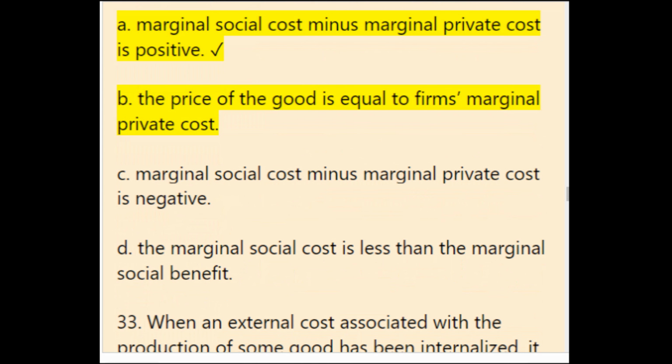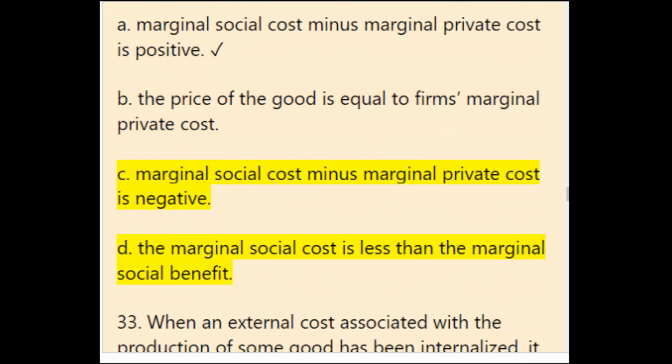32. If pollution is associated with the production of some good, then A. Marginal social cost minus marginal private cost is positive. B. The price of the good is equal to the firm's marginal private cost. C. Marginal social cost minus marginal private cost is negative. D. The marginal social cost is less than the marginal social benefit.